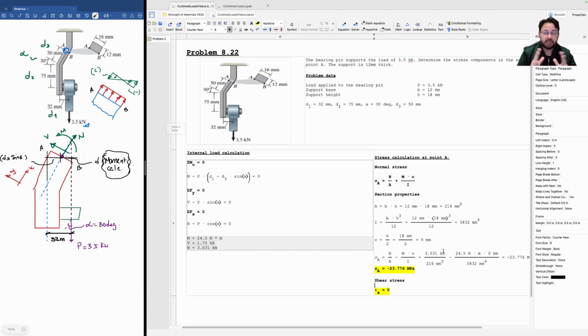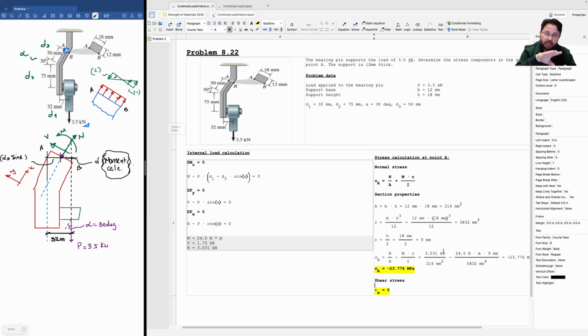So this is the end of the problem, and this is the solution for it. It's very simple. We defined some properties. We took a look at the geometry, how things go. Then we did the cut at the section where they're asking us. With the cut, we could draw a free body diagram. We applied equilibrium conditions to that free body diagram.